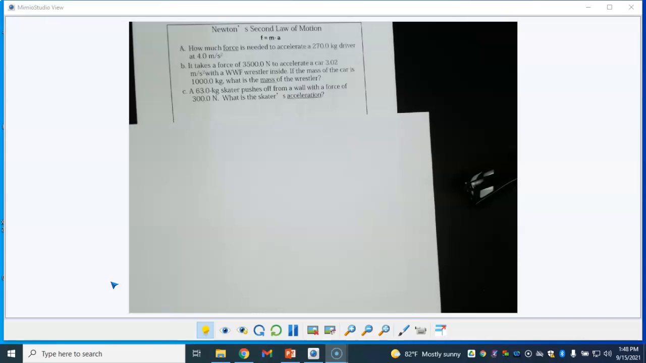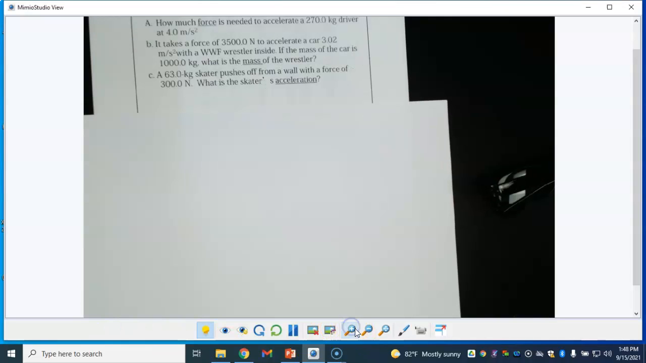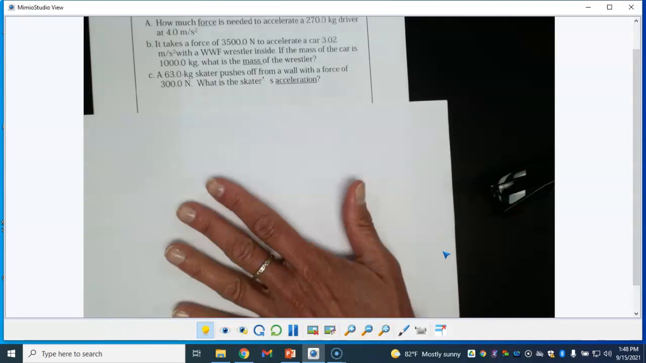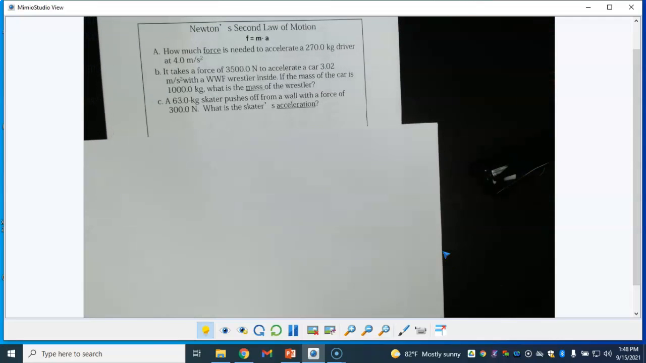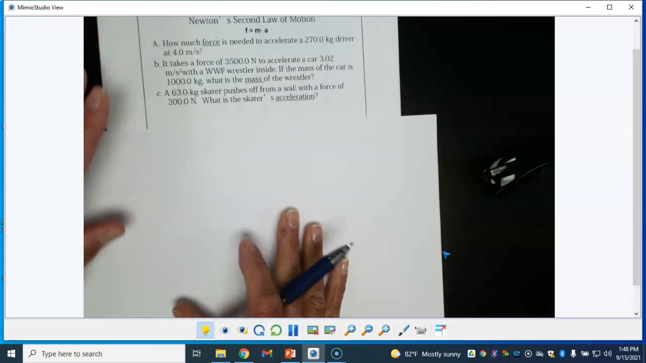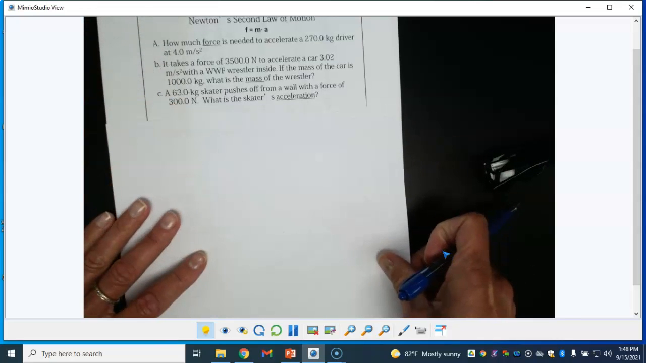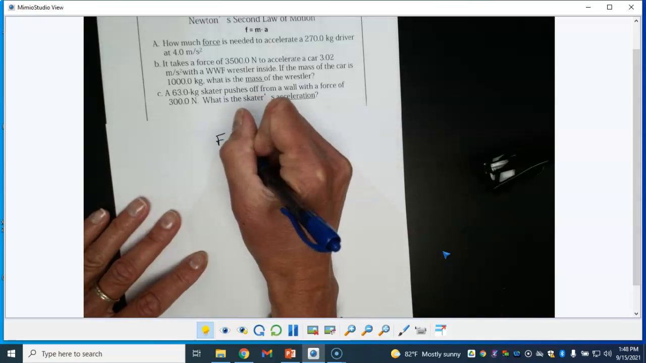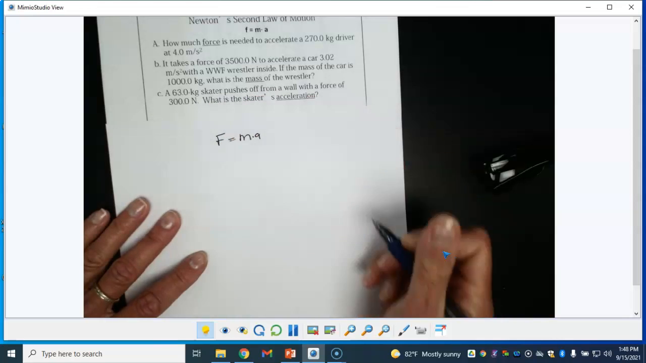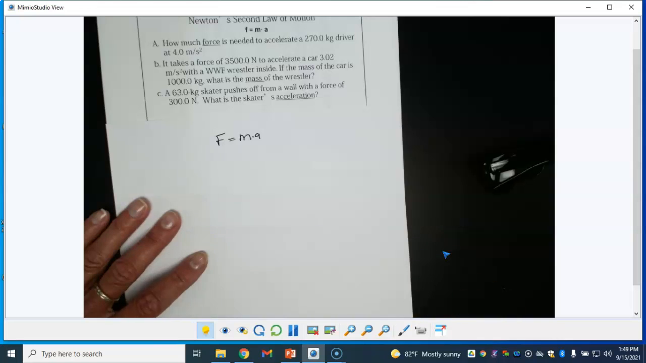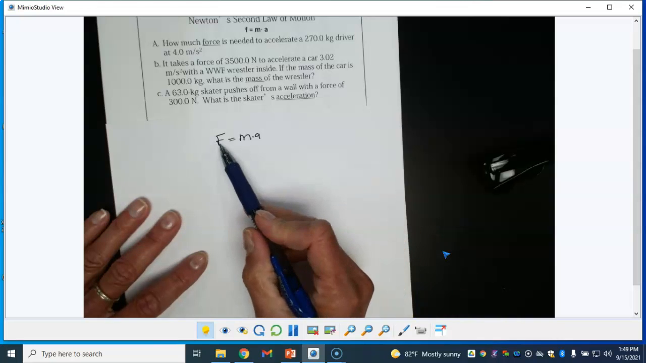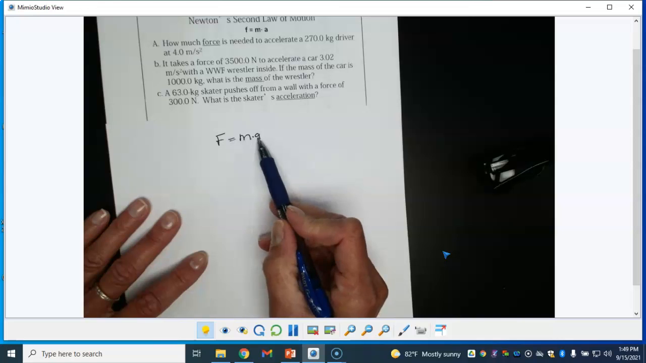Okay, you guys, I want to give you an example of how to work these Newton's second law of motion problems. So first of all, the equation we're using is force is equal to mass times acceleration. This is Newton's law. Newton's second law says when a force is applied to a mass, the mass will accelerate.